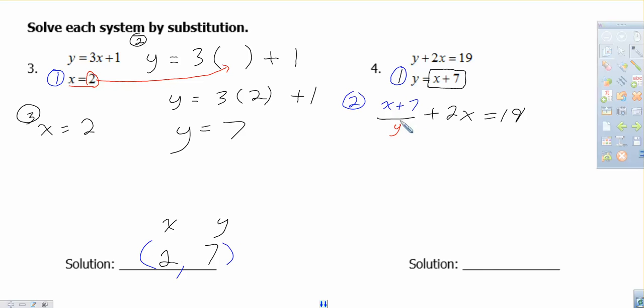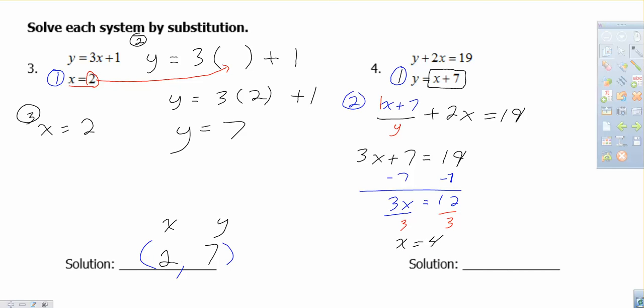So we have x plus 7 plus 2x equals 19. So we need to combine like terms, so that's going to be 3x, because that is a 1x. So we get 3x plus 7 equals 19. Using things we've done for a long time solving equations, we will subtract 7. That's 12 equals 3x. Dividing by 3, we get x equals 4.